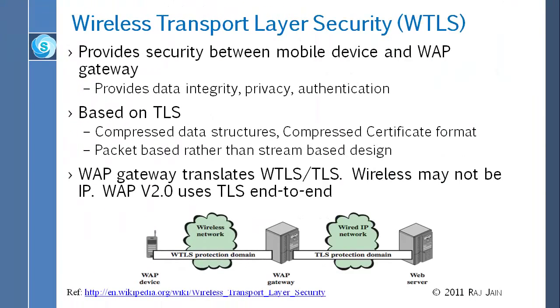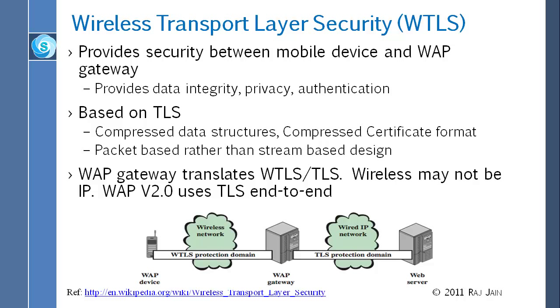WTLS, wireless transport layer security, is based upon TLS, and the main difference is that bits are very expensive, and therefore everything is compressed. The certificate format is compressed, the data structures are compressed, and rather than a TCP stream, they use packets. So each packet has its own key and so on and so forth, and the gateway does the TLS to WTLS translation.